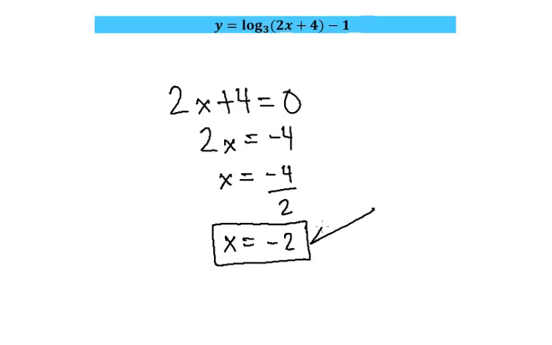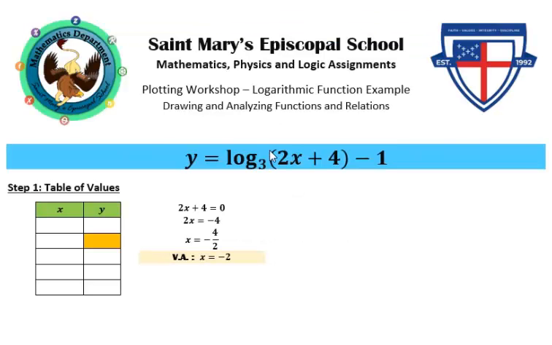Now, what is this thing going to be? This is going to be the vertical asymptote of the function. Logarithmic functions have vertical asymptotes. So we're going to put that information in our step 1. It should look something like this.